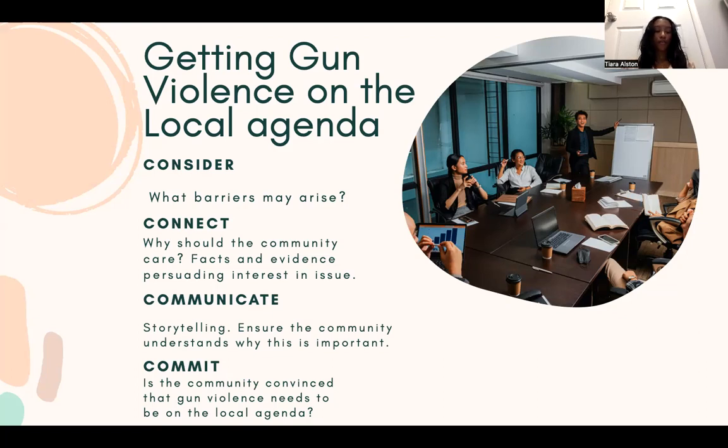It is crucial and imperative, if you will, that this is on the local agenda. And then lastly, to commit, if we can get gun violence on the local agenda, we can take steps as a community to prevent it from harming our community any longer. So taking action now and getting this on the agenda will lead to us being able to address this issue and better the community. So that's just an example using gun violence to really show you how going through each of the 4 C's can really persuade the community to get whatever issue you're using on the agenda.